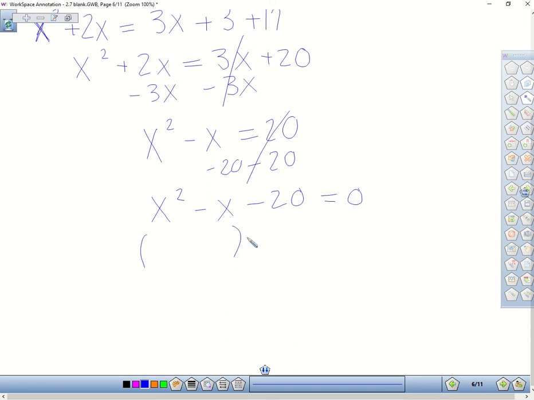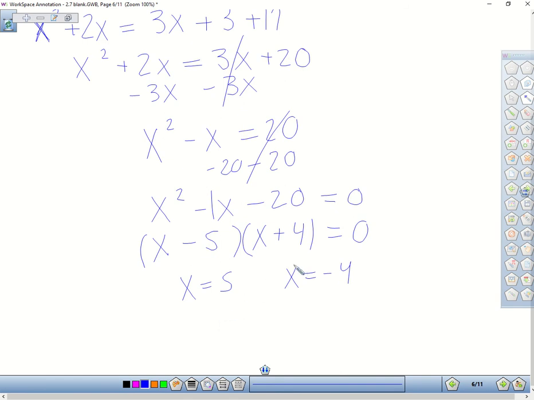So now from here, we're trying to factor this. Remember, this is a 1, negative 1. So what are some factors of negative 20 that add up to negative 1? Negative 5 and 4. Good, negative 5 and 4. Once I have that, I set each of these equal to 0, zero product property. That gives me x equals 5, and this gives me x equals negative 4.